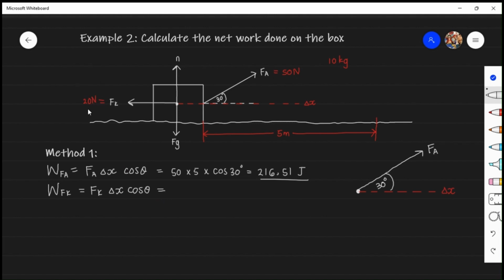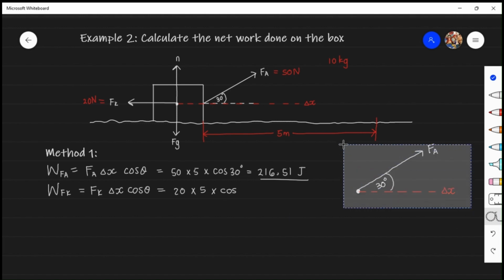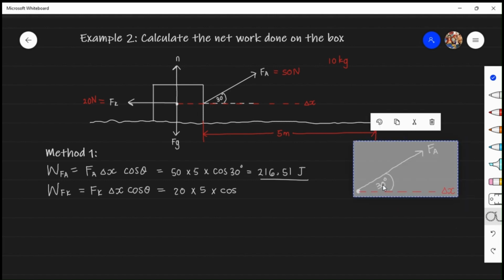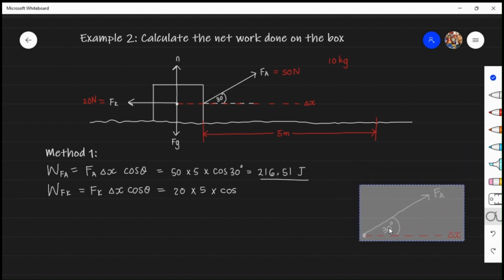Our value of frictional force is 20 newtons. Keep in mind, we're not going to put negative 20, we're only writing the magnitude, times our displacement, which is 5 meters, times cos of our value of theta. Now we need to determine what is the value of theta, or what is the angle between our displacement and our force of kinetic friction.